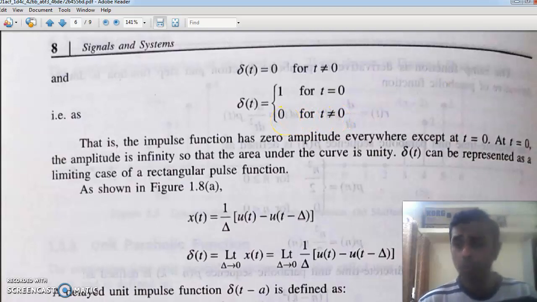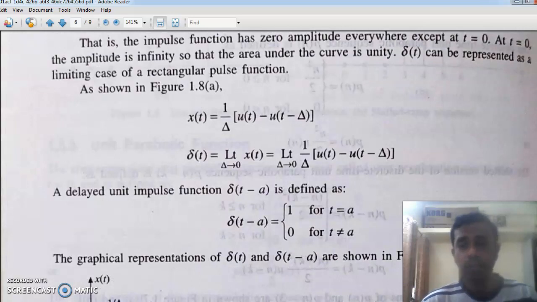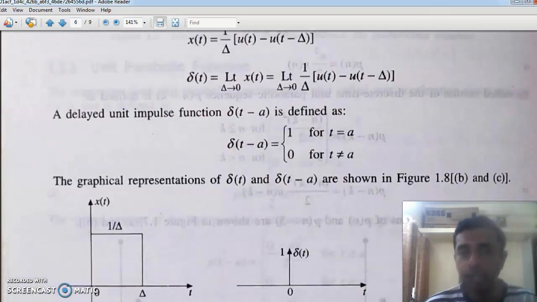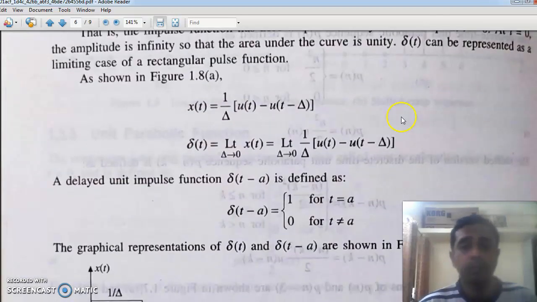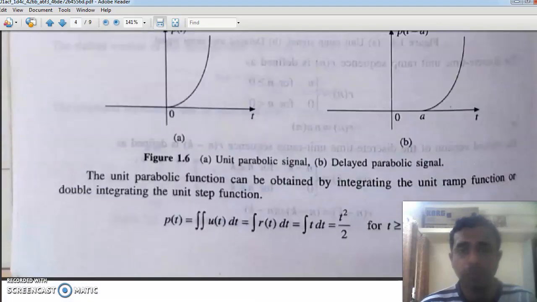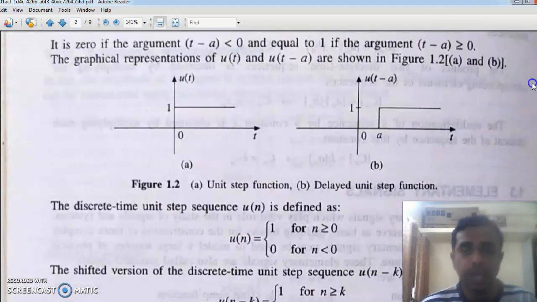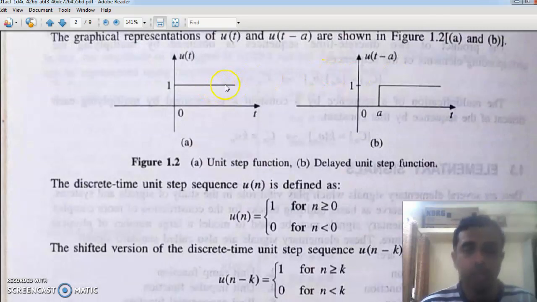Okay, then one more thing I can tell from this. I have shown a pulse like this. Keeping this in mind, we'll look at the definition here. What is u of t? We know that. I'll show the previous one. Yes, this was u of t: from 0, it is all 1 for t greater than or equal to 0.